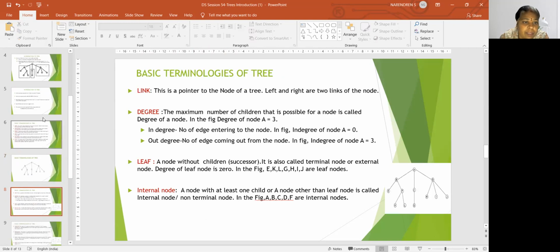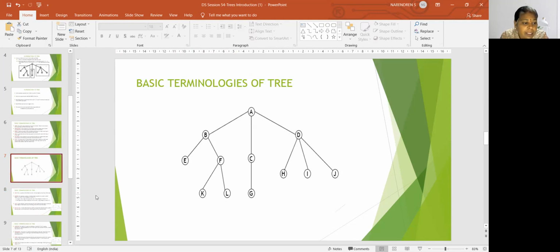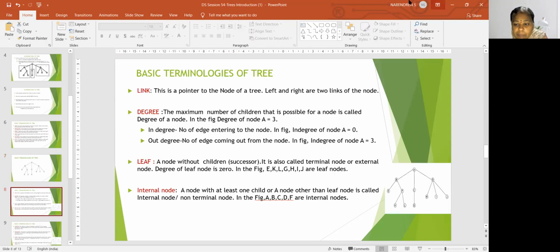So take this as an example. This is a small example of a tree. In this example, we are going to see some more concepts of the tree. That is, what is a link? This is a pointer to a node of a tree. Left and right are two links of the nodes. See here, A is the root node, and right and left are links. This is how the nodes are created on the left and right, and this is called a link.